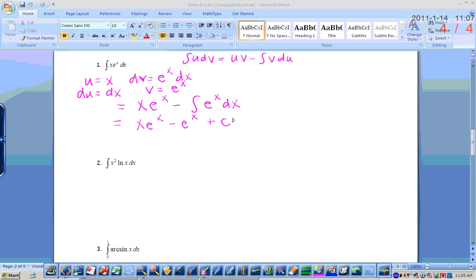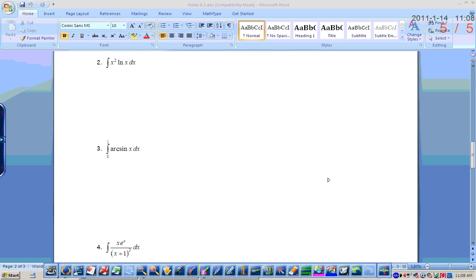Okay, so what we've done is that is the answer to the integral of x e to the x dx. If you were to turn around and take the derivative of this and simplify, then you would get x e to the x.